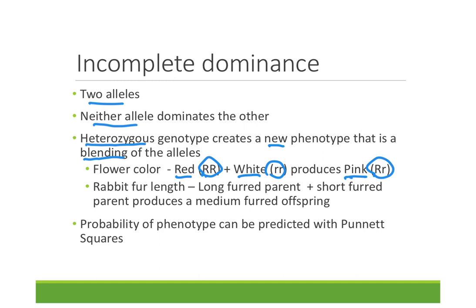The same thing can happen with rabbits, breeding rabbits of different length fur. A long fur parent and a short fur parent will make a medium fur offspring. So it is a blending of the two to get something that's halfway between the two parents. We can use Punnett squares to predict the probability of certain phenotypes for incomplete dominance. Just remember that the heterozygous will be that incomplete blended form, whereas you need to have homozygous to get either one of the pure characteristics.